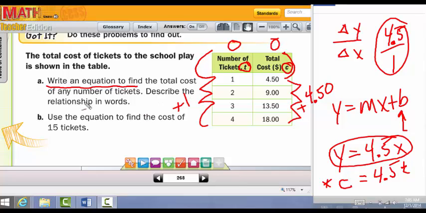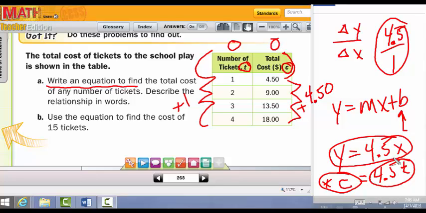Then describe the relationship in words. To describe this relationship in words, we would say that the cost of the tickets, C, is dependent on the number of tickets times 4.5. In other words, 4.5 times the number of tickets will yield our cost.